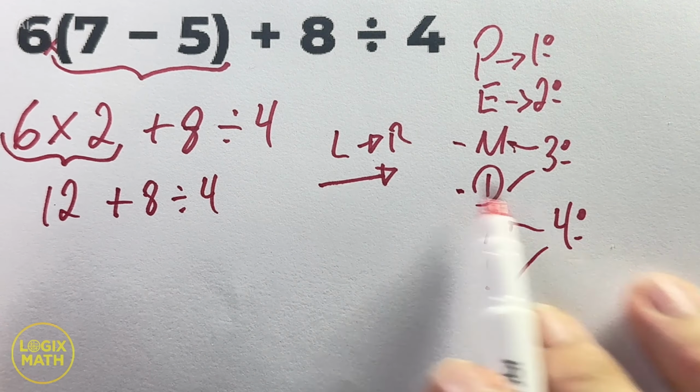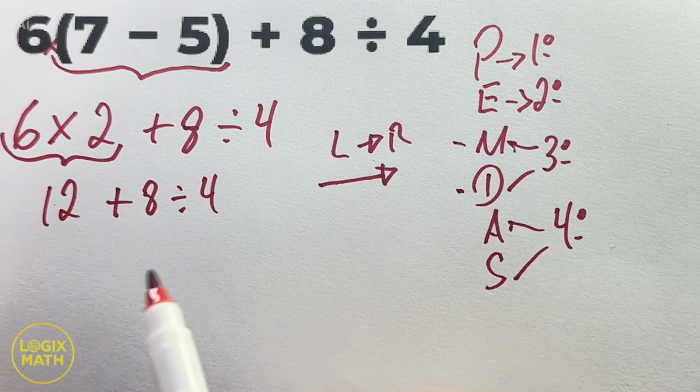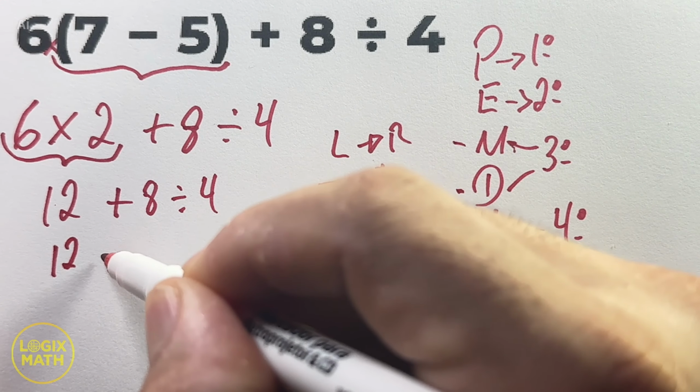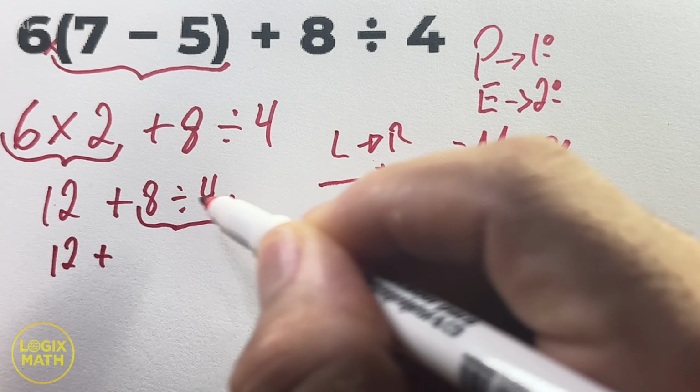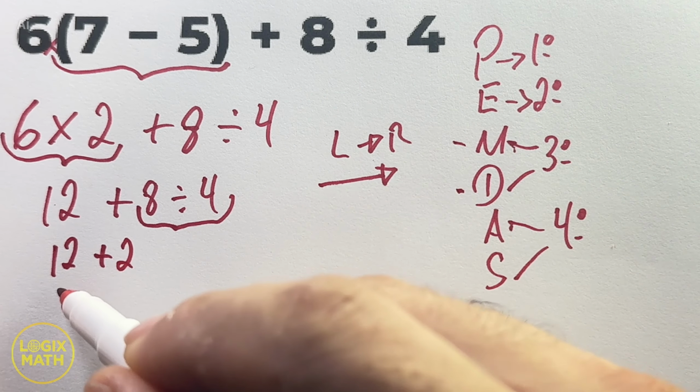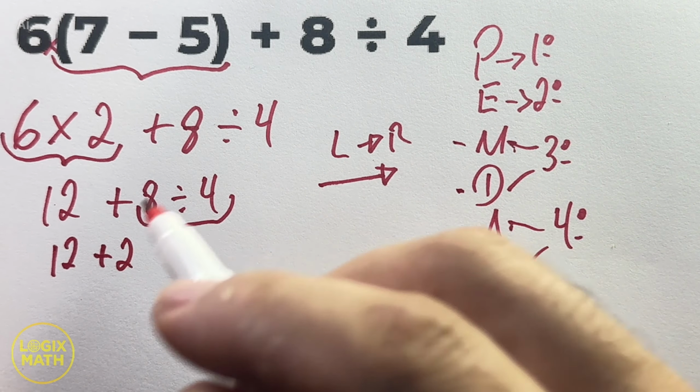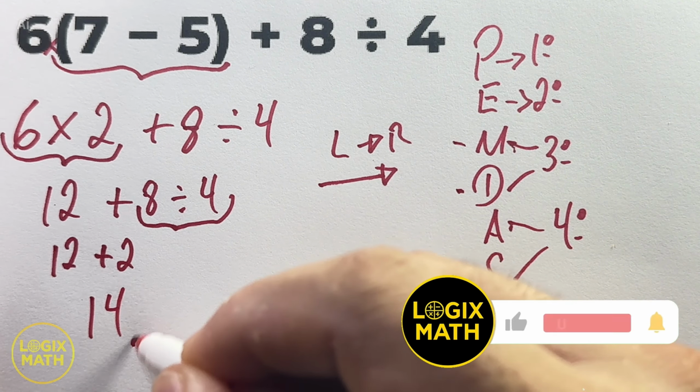In this case, division has priority, so we will repeat the 12, put the plus, and do 8 divided by 4, which equals 2. Thus, 12 plus 2 equals 14. That is the correct answer.